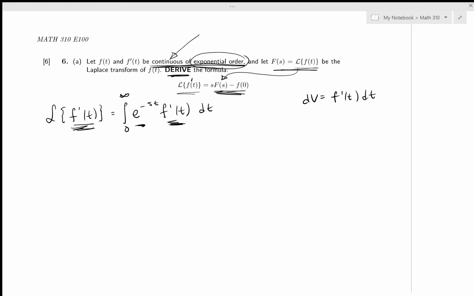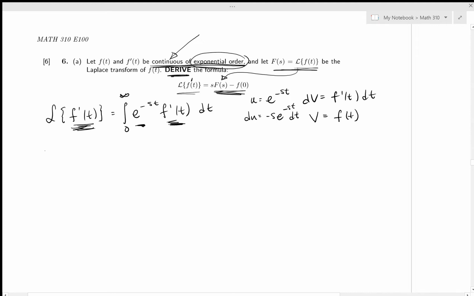I want to find the Laplace transform of the derivative in terms of the function. So it seems best to have dv equal to f prime at t dt, and that means I know the integral of f prime is f of t. Then we can assign the rest of the integral, so u would be e to the minus st, and then I would differentiate that, and du is minus s e to the minus st dt. Okay, so I'm going by parts, and I've decided to do it that way.